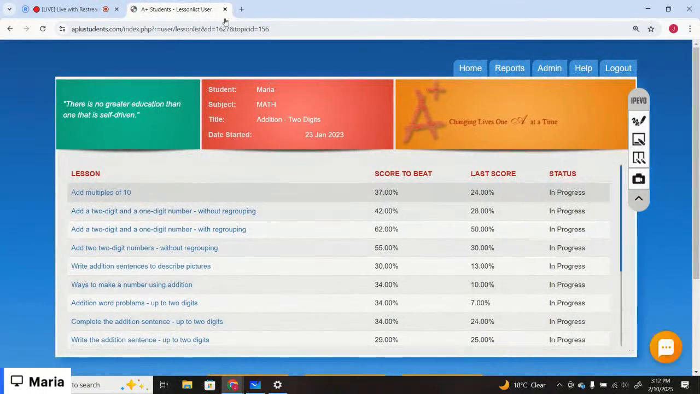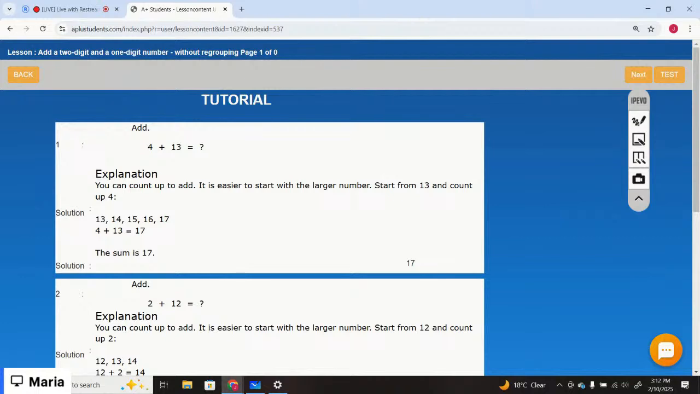The next lesson is add a two-digit and a one-digit number without regrouping. 13 plus 4. So start with the greater number and count up to the smaller one. So start with 13, 14, 15, 16, 17. So 13 plus 4 is 17. So the sum is 17.